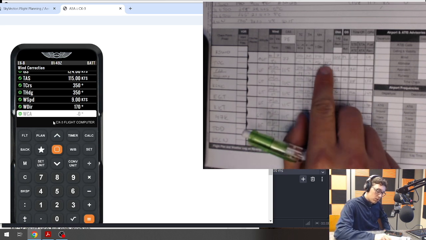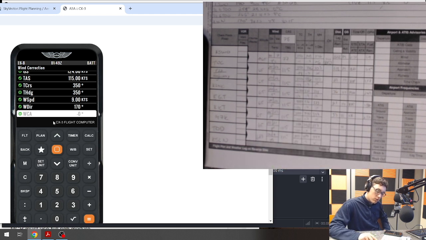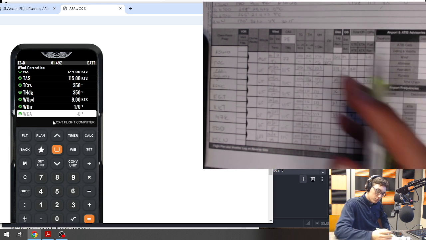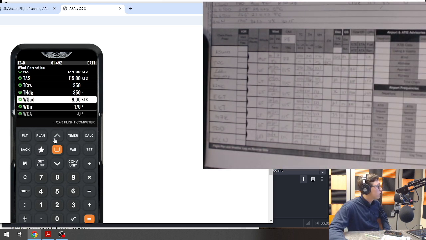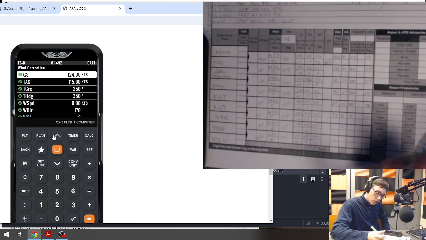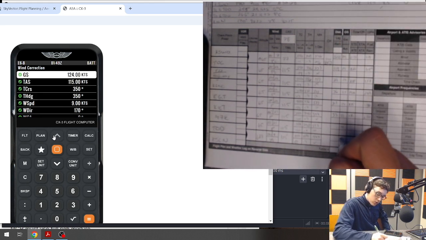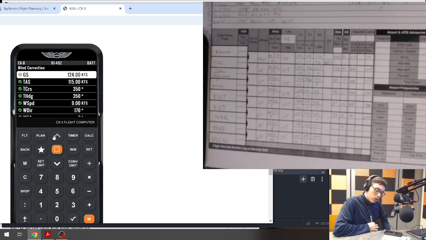Just refer to my example up above if you need to find the deviation. And then you can find all your courses and all that stuff. So, beautiful. We don't know our distance yet. Let's find that out. Ground speed was 124. Ground speed here, 124. And let's find a distance for that.